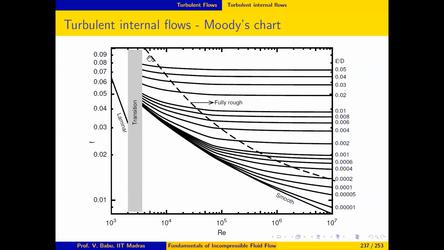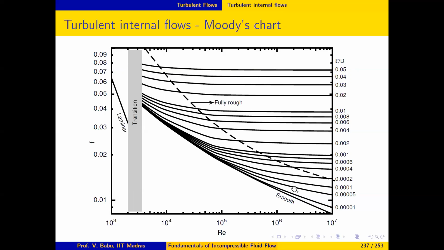Notice that once the pipe becomes fully rough, the fully rough region is delineated by this dashed line. And in the fully rough region, it is clear that the friction factor remains constant and depends only on epsilon over d and not on the Reynolds number at all. So for any Reynolds number, the friction factor remains the same, and it changes, for example, from here to here only with the roughness and not with the Reynolds number at all.